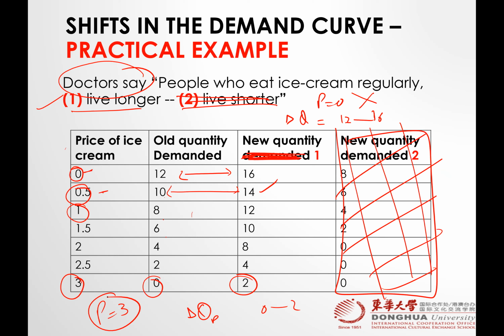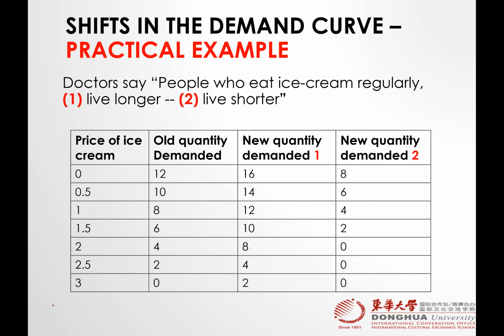So when quantity demanded changes, and the reason for that change is not price, it's some other factor, right? We call that shift, and shift means we have to make a new curve, right? Let me just erase all. Now, second scenario, delete that one.